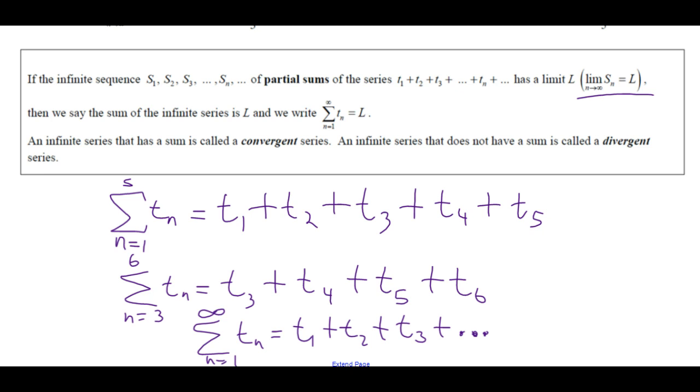Any questions about how we found that limit, or what this sigma notation means? Nope, good.